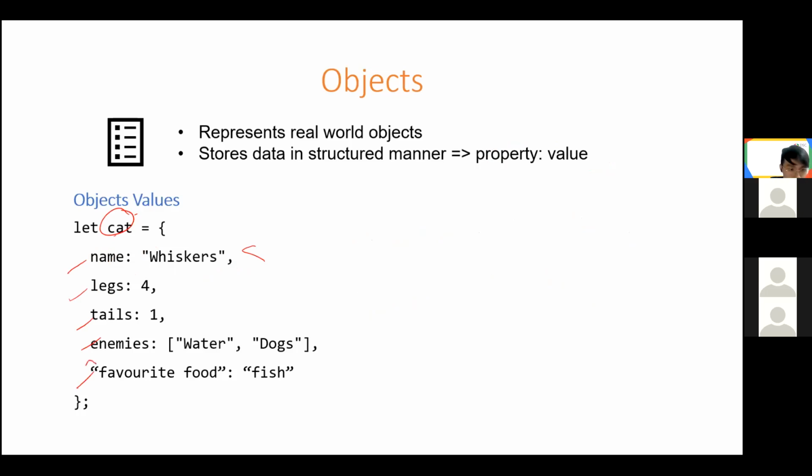So you notice that this has quotes, whereas this doesn't have. So what is the difference over here? Here you see there's a space. If there is a space in the property, you need to use quotes. If there isn't, you don't need to use them.